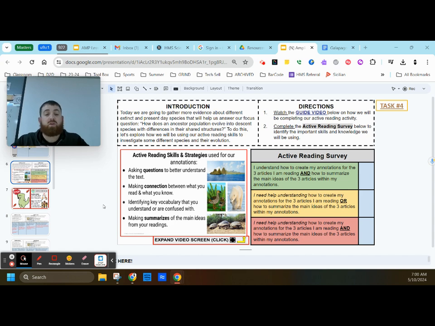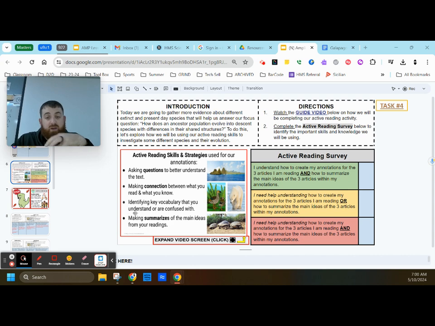Now, as we read our articles today, we are going to be doing the following four things. Number one, we're going to be asking questions to better understand the text. We're going to be making connections between what we have read and what we know. We're going to be identifying key vocab and phrases we don't understand or that are confusing. And then we're going to be making summaries of some of the main ideas from the reading after each of the images in the article.